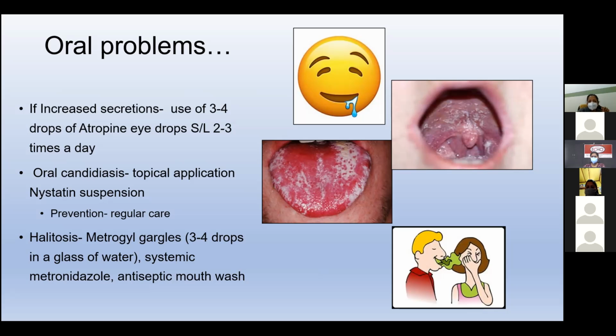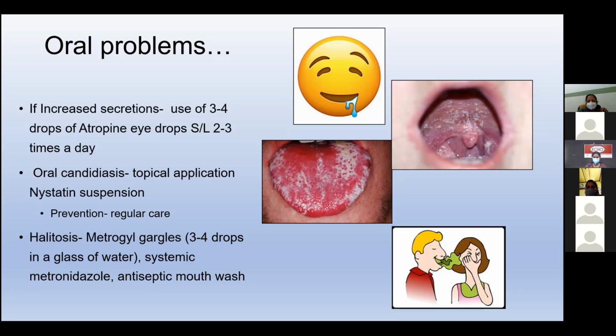If decreased secretions are there, many times lemon drops and chewing a pineapple piece will help in activating, I mean stimulating, the salivary glands, right? So that will help. If there are increased secretions, then we can use atropine eye drops. Two to three drops can be placed under the tongue, so that will help decrease the oral secretions.